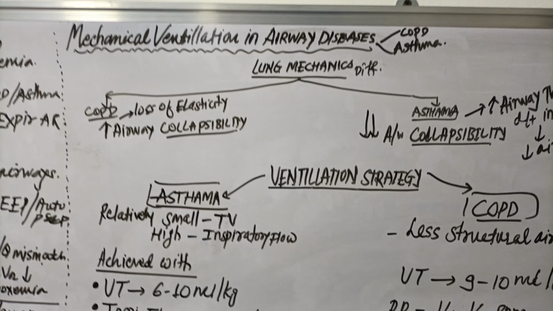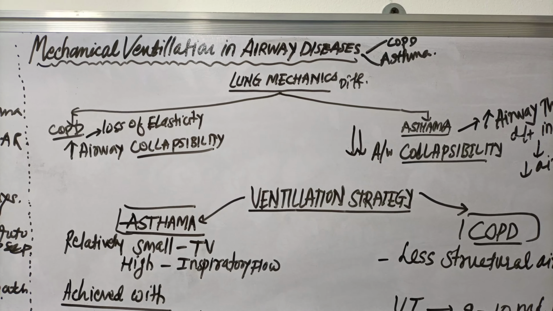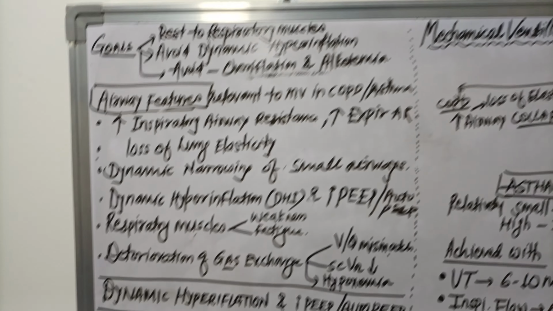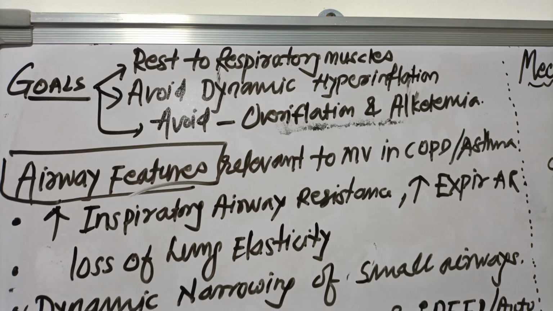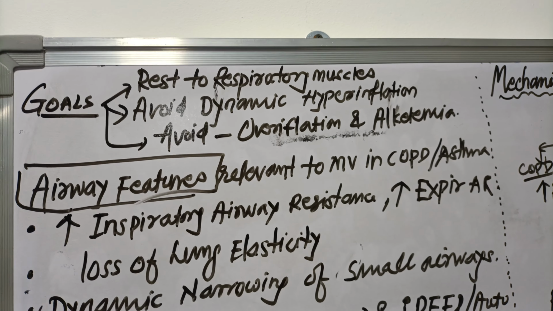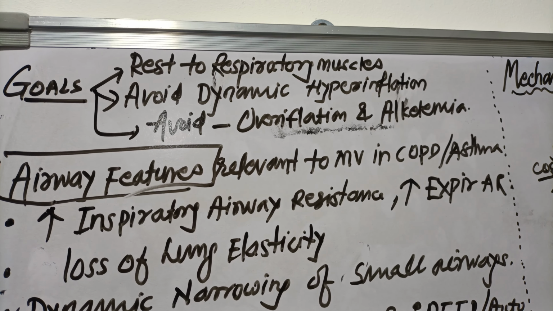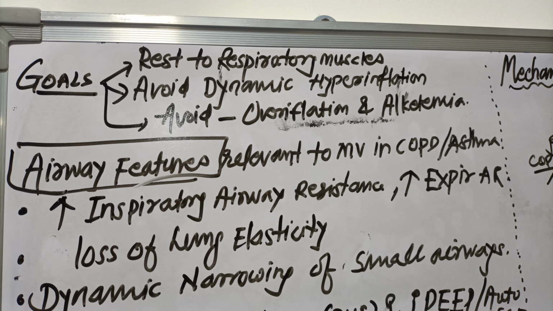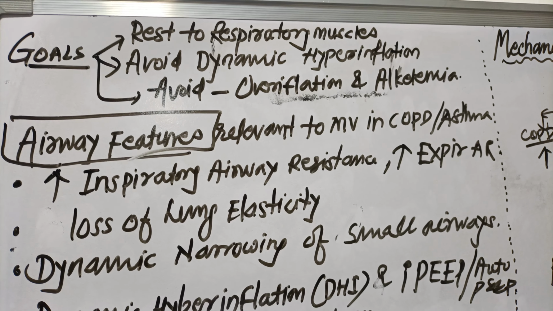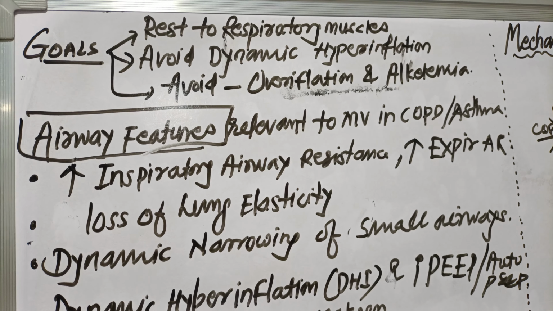Common airway diseases encountered in the ICU are COPD and asthma. So what are the goals for mechanical ventilation in COPD patients or asthma patients? Goals are rest to respiratory muscles, avoid dynamic hyperinflation, avoid overinflation and alkalemia.